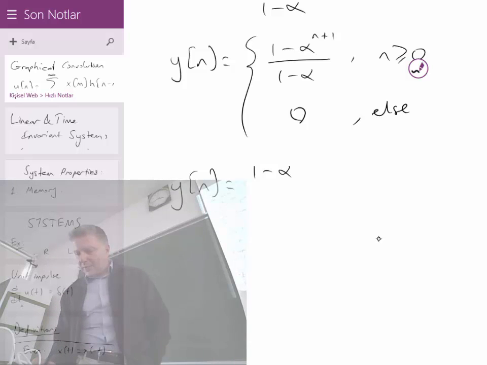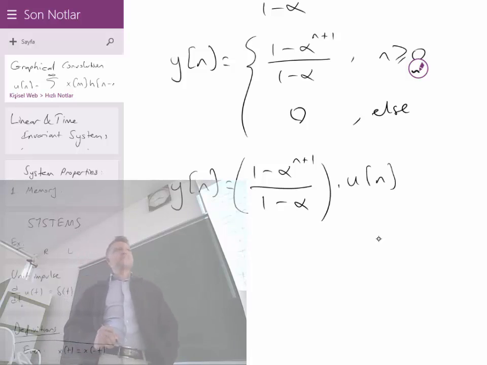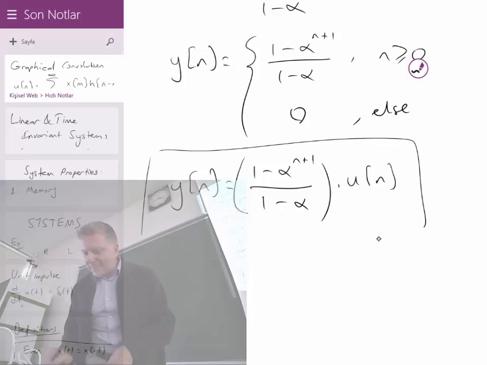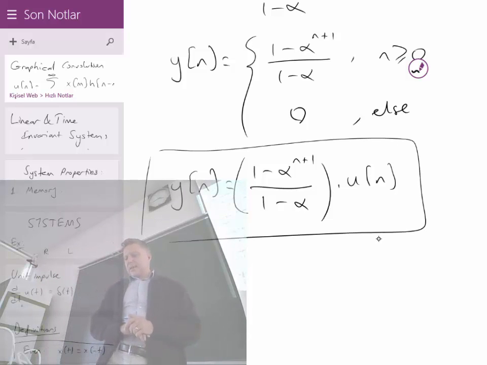1 minus alpha to the n plus 1 divided by 1 minus alpha, times u of n. If you write it like this, you automatically make all the negative n's equal to 0, and you make this formula valid only for positive n's. Brilliant. Okay? So this is the best answer for this question.